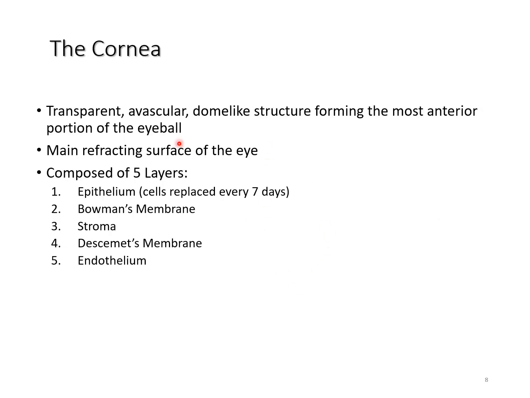And then the cornea, so avascular dome-like structure forming the most anterior portion of the eye, all right? So cornea, underlining most anterior, okay? And it's the main refracting surface of the eye as well. Then it's composed of all these different types of layers.